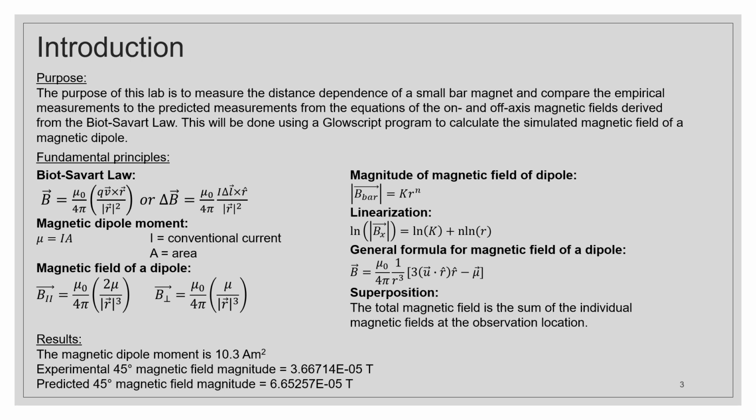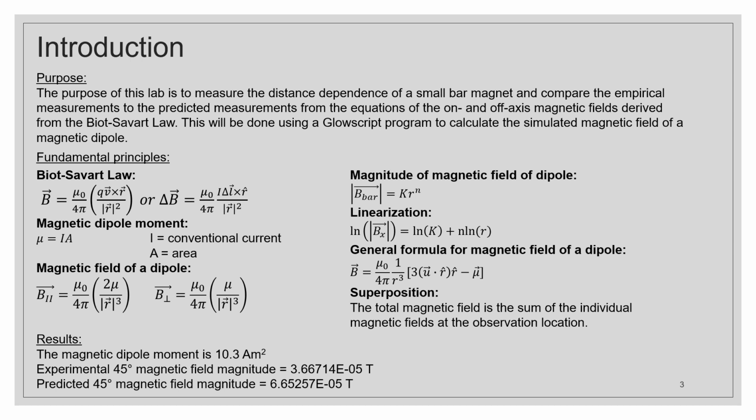The purpose of this lab is to measure the distance dependence of a small bar magnet and compare the empirical measurements to the predicted measurements from the equations of the on and off axis magnetic fields derived from the Biot-Savart law. This will be done using a GlowScript program to calculate the simulated magnetic field of a magnetic dipole.